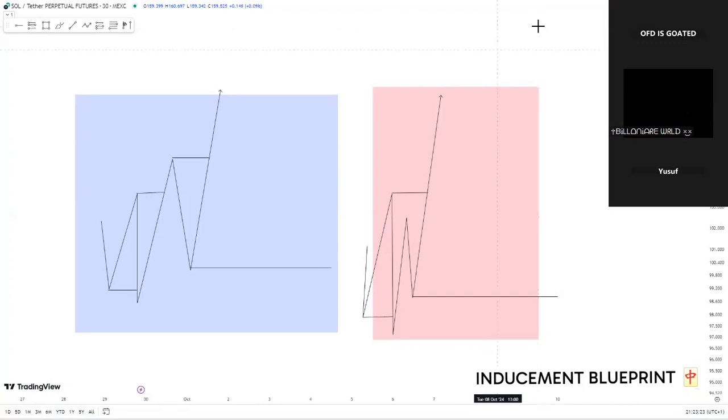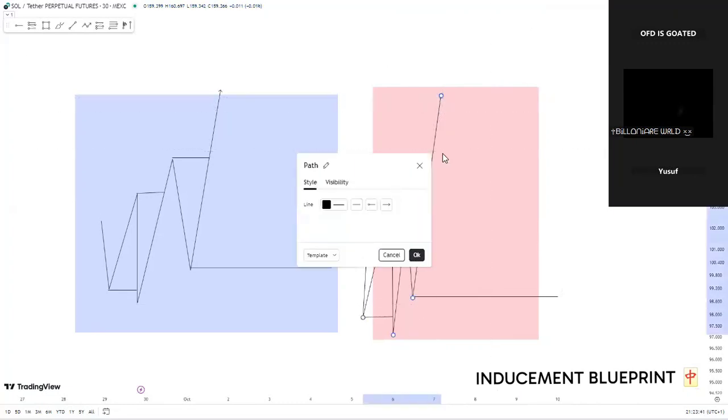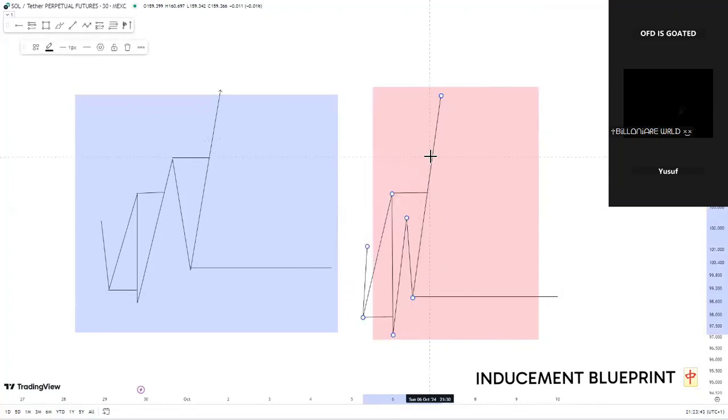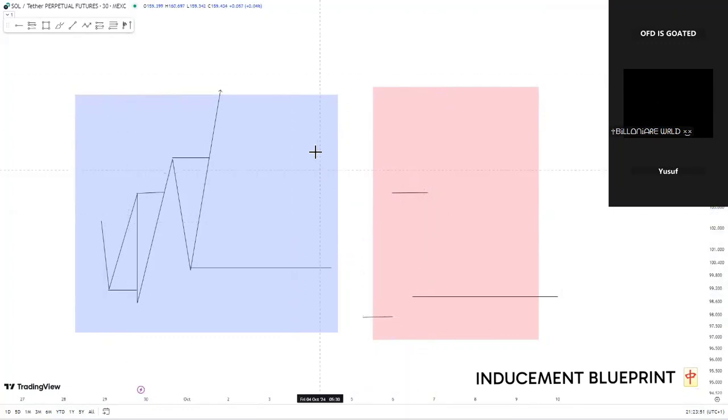So Yusuf, what's the difference between the A plus and the B plus? The A plus has a double break of structure to the upside, while the B plus has only one break of structure. Let me show you something. And there was inducement before the break of structure. Let me show you something. Just hold on, so you're not confused, Yusuf. I just want to withdraw this for you.